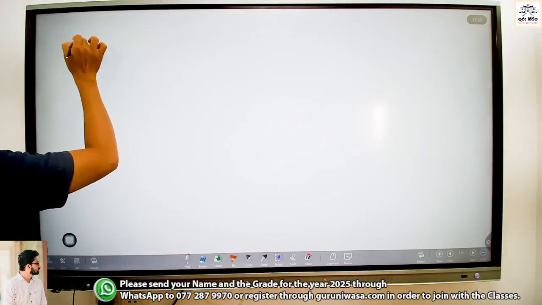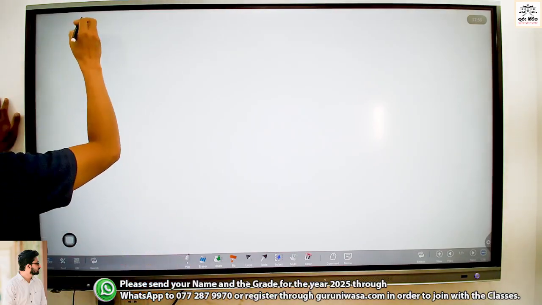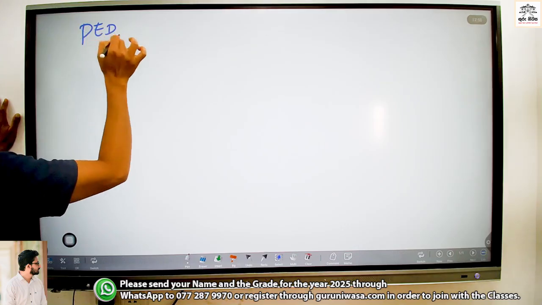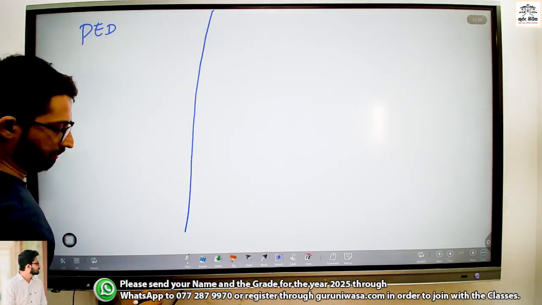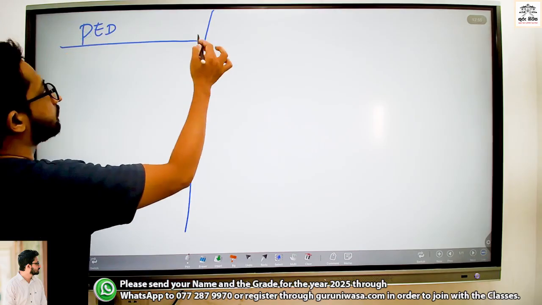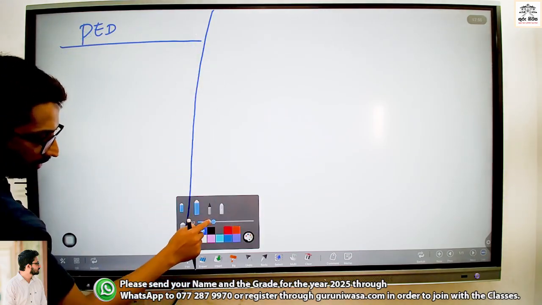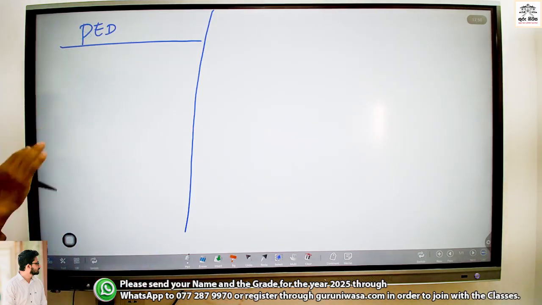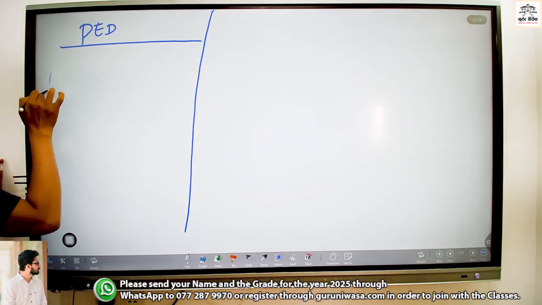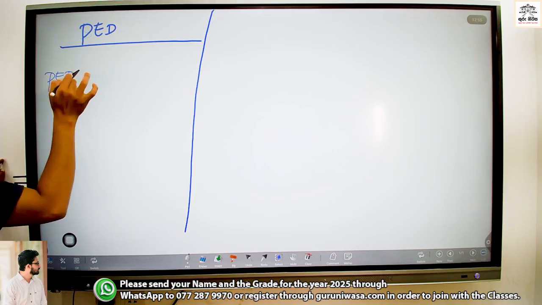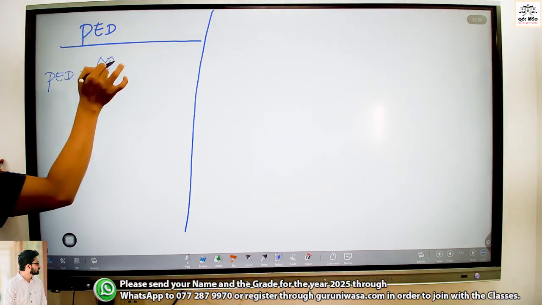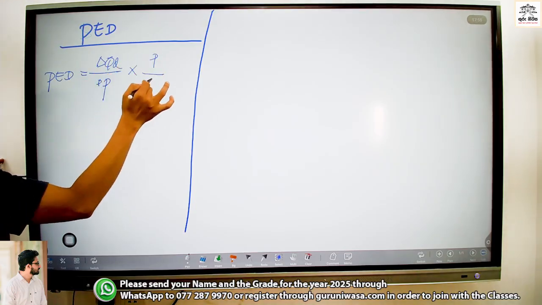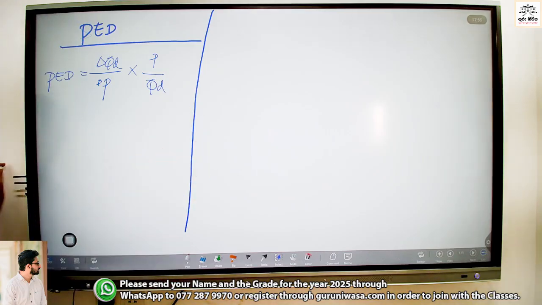Look at the board. First one, price elasticity of demand. What does it measure? PED measures the responsiveness of quantity demanded to a change in price. The equation: PED equals delta QD over delta P into P over QD. This is the equation, right?